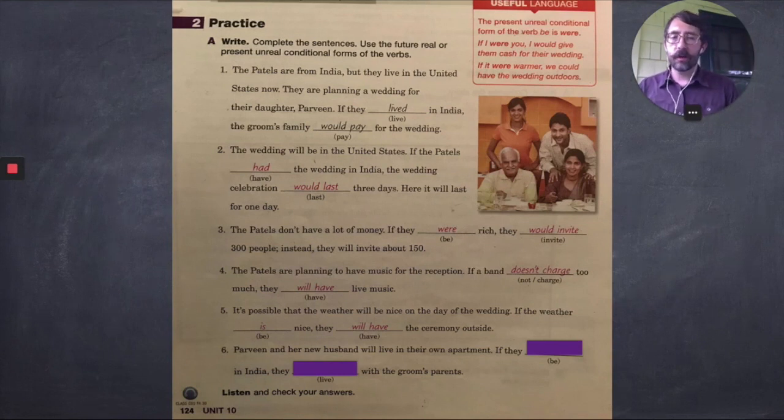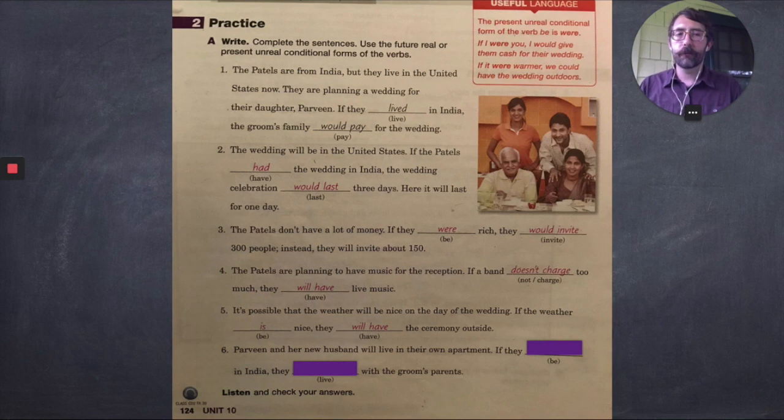All right, number 6, our last one. Parveen and her new husband will live in their own apartment. If they blank in India, they blank with the groom's parents. Again, what is true of Parveen and her new husband? They live in America, and they live in their own apartment. Or they will live in their own apartment. And maybe this is where this will get tricky for you because they use the word will. Parveen and her new husband will live in their own apartment.